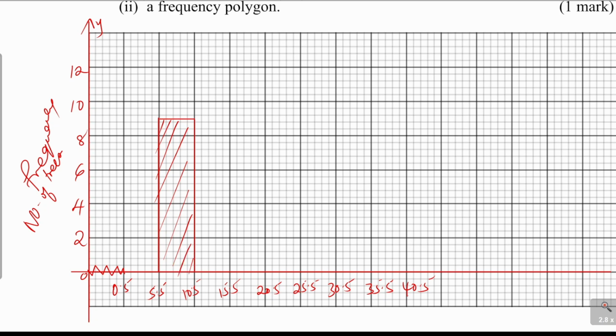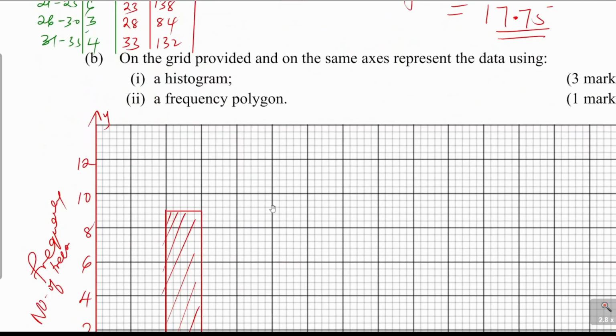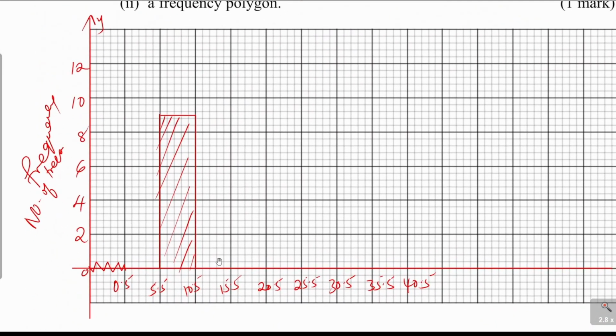Then the other one is from 11 to 15. That one is 8. 11 to 15, so it starts from 10.5, that is the lower class boundary of the second class. 10.5 to 15.5, that one goes up to 8. So it goes up to 8 like that. So again, shade that one so that you can see it properly.